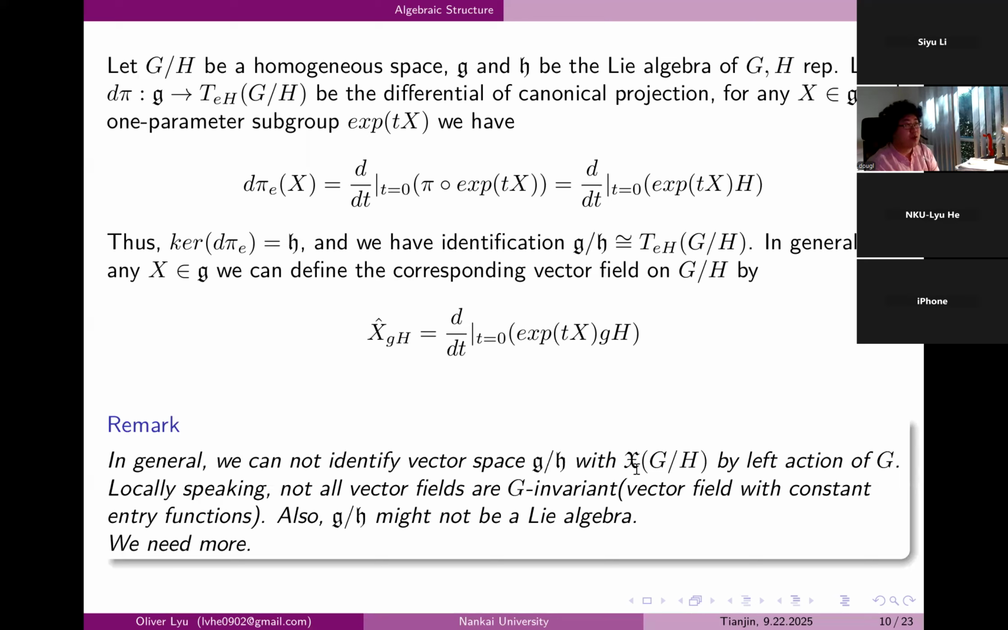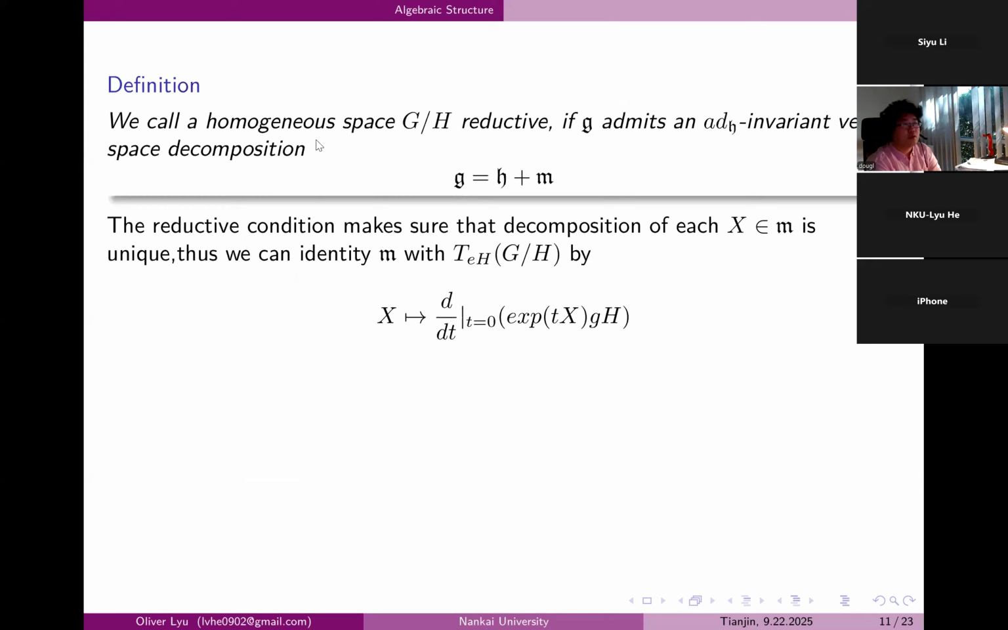When you take vector fields locally, you can write them down with a basis and entry functions. Those entry functions might not be G invariant. Also, G mod H might not be a Lie algebra. The bracket inherited from the vector fields might not be closed. So we need more information. Let's give a little bit deeper definitions about that.